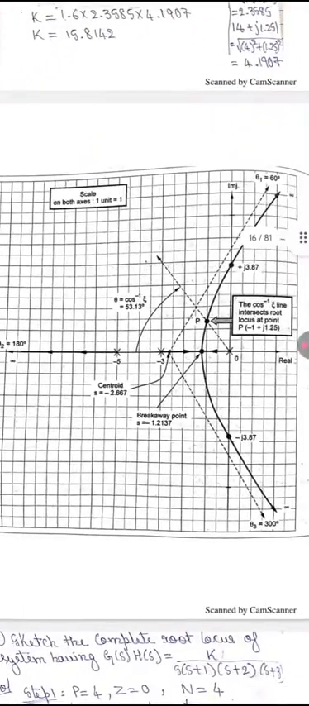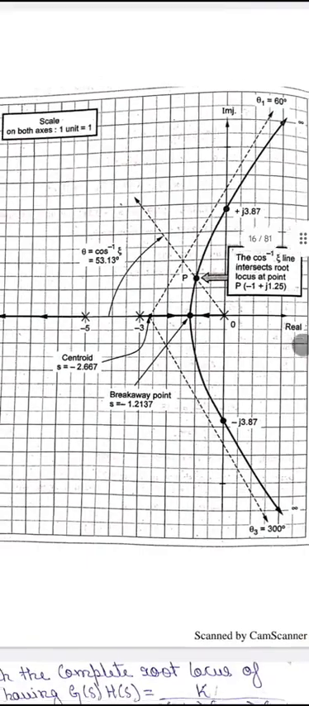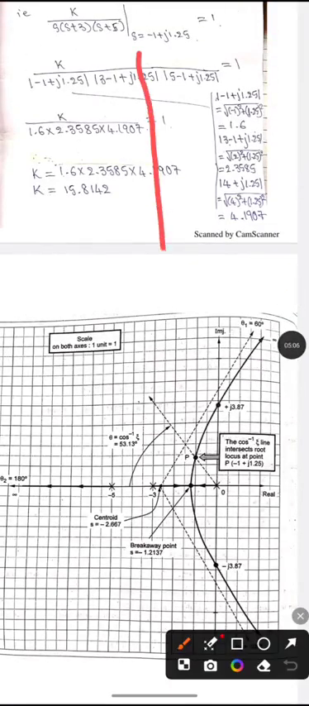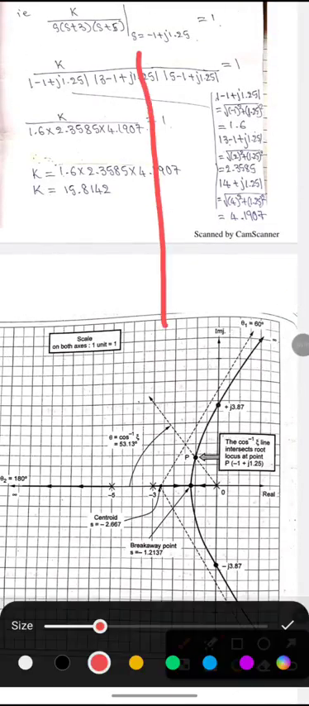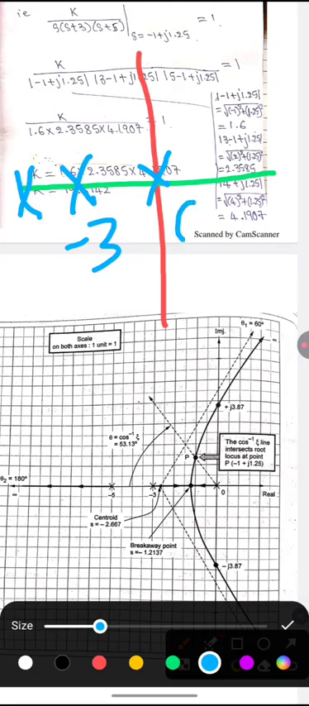Here the graph is very important. First you need to mark an imaginary axis, and you need to mark a real axis. Then you mark the poles, that is 0, next is minus 3, next is minus 5.